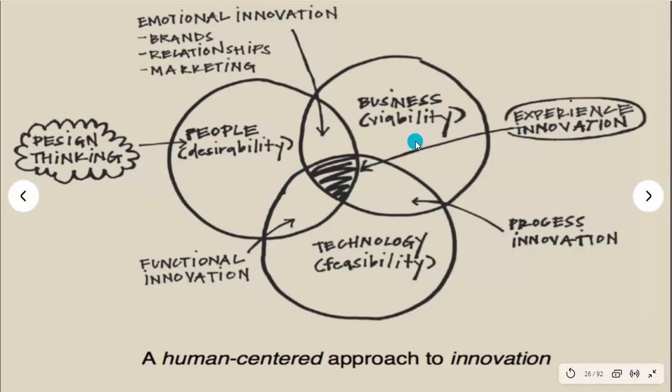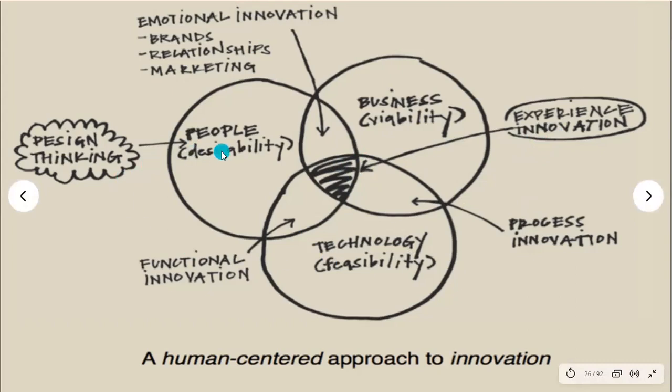Similarly, when we are talking about is it business wise viable? Is it technologically feasible? We're talking about process innovation, right? And when people need that, there's a high quotient of desirability. And we also know that this is going to make a lot of business sense to us. We are talking about emotional innovation, brands, relationships, marketing. And the center point where all of these circles come together, this is where the experience of the users is getting enhanced. This part is called the experience innovation.